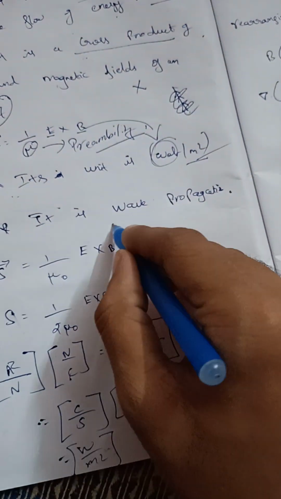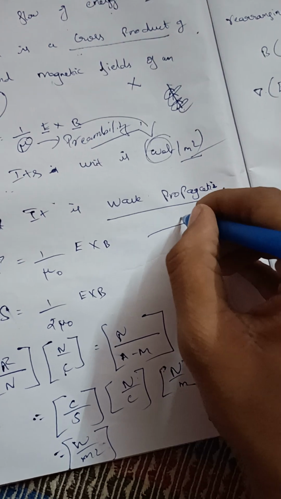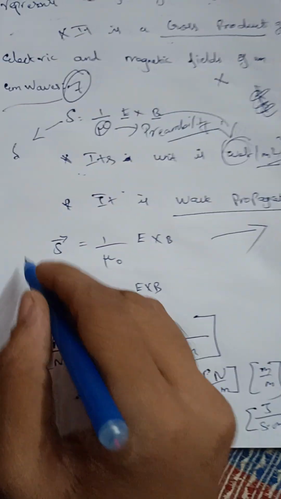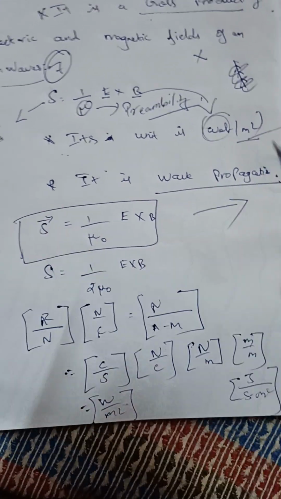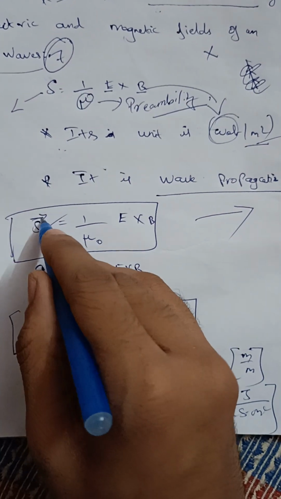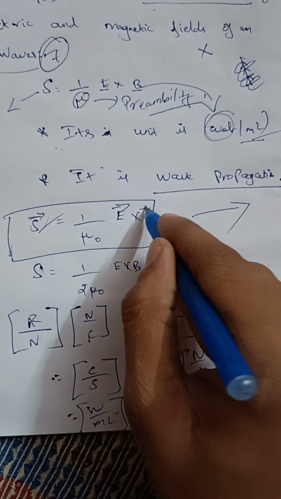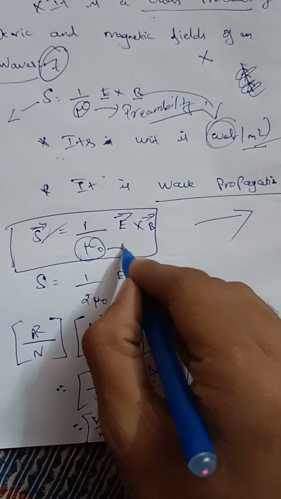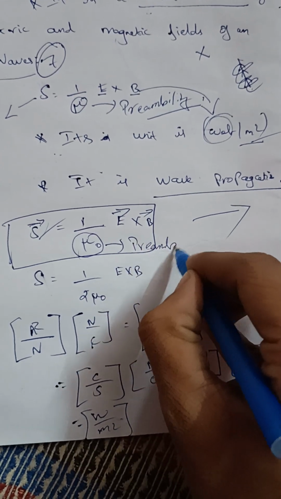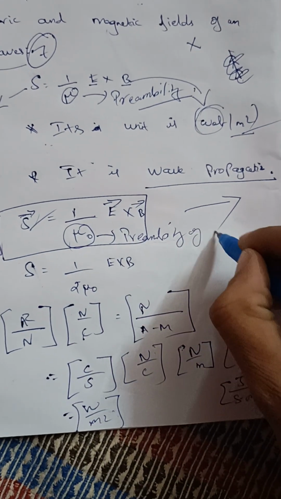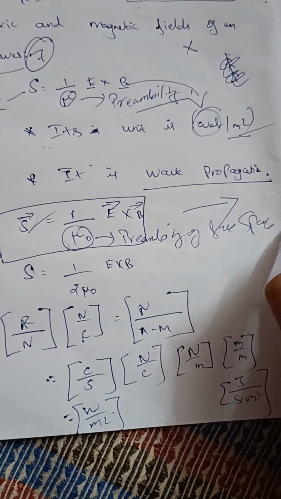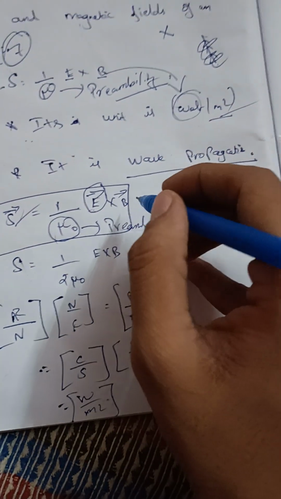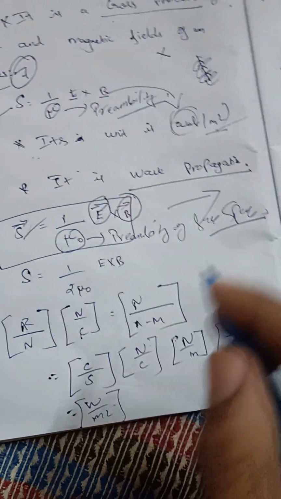So it is wave propagation. The wave will propagate in the conductor or any medium. Again, we are writing this for free space. So this is the Poynting vector: S is equal to 1 divided by mu naught, E cross B, where mu naught is the permeability of free space, E is the electric field vector and B is the magnetic field vector.